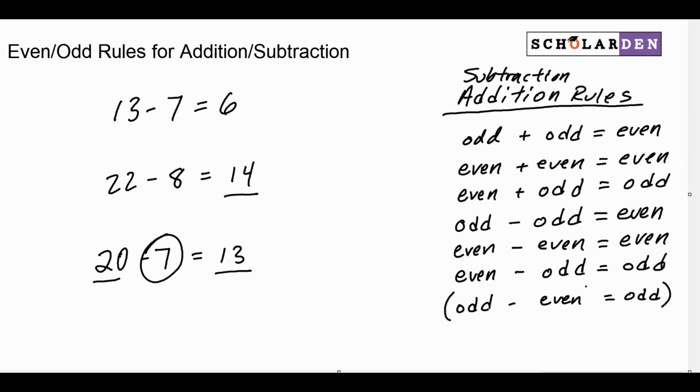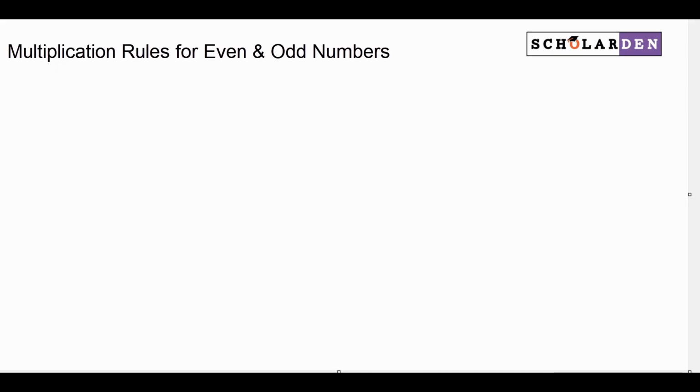How about instead of subtracting or adding, we look at multiplying and dividing? Will there be rules for even, odd for multiplying and dividing? Let's look at multiplying first. So, multiplication rules for even, odd. Let's just try an example.